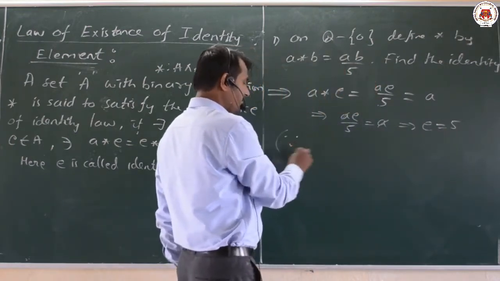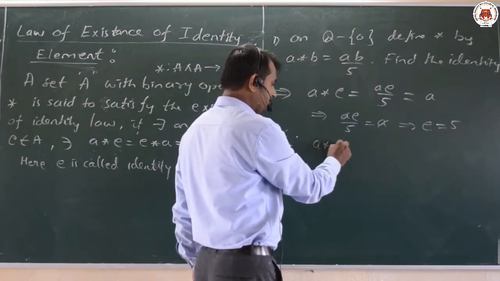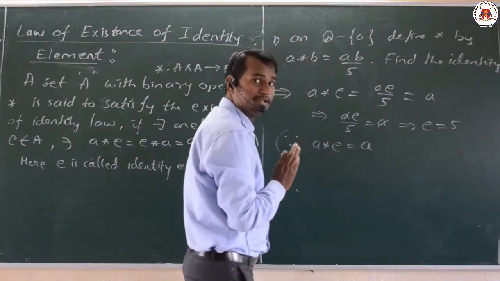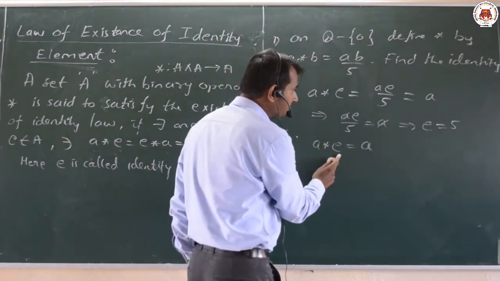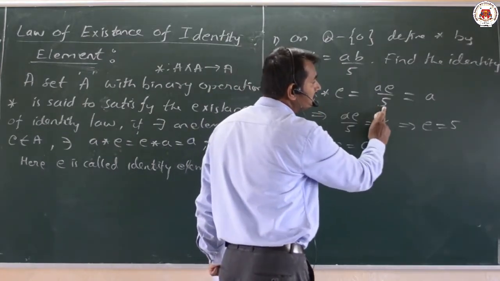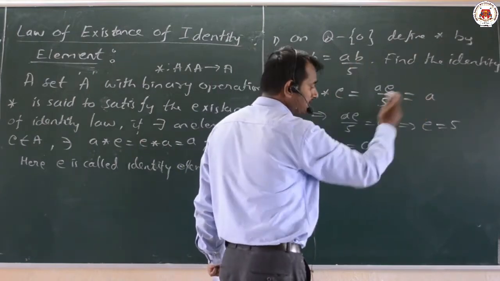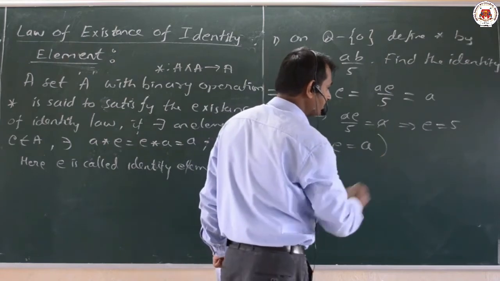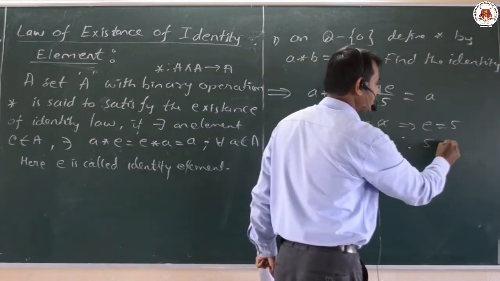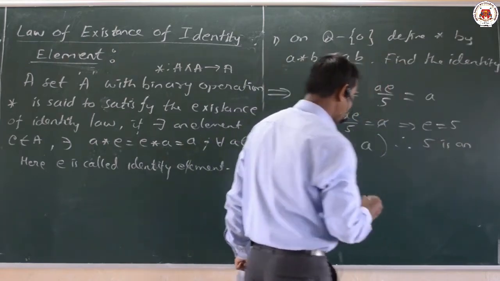Now what is the reason? Because a star e equal to a, therefore a star e equal to this value, instead of b we are having e, and the value is equal to a. So here what we can say is, therefore 5 is an identity element.